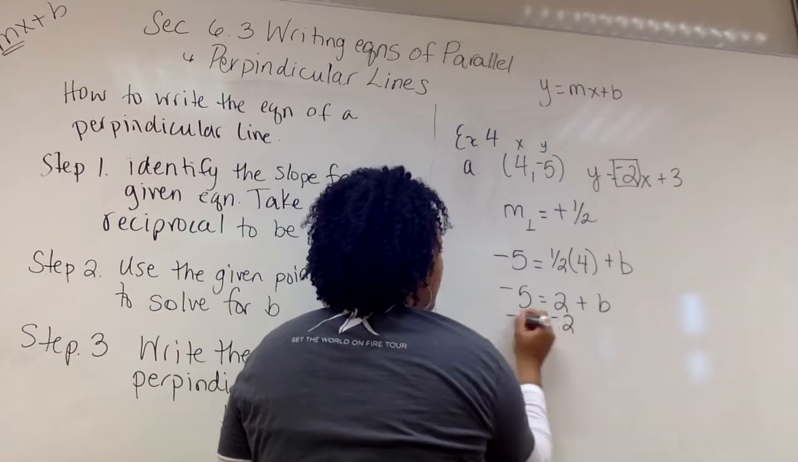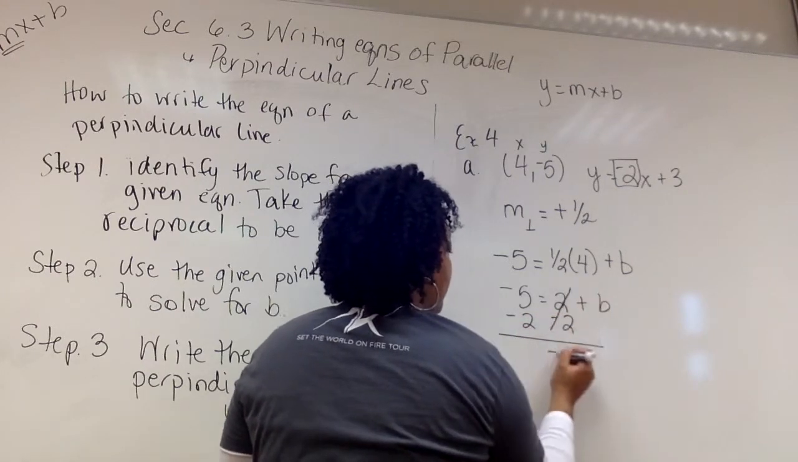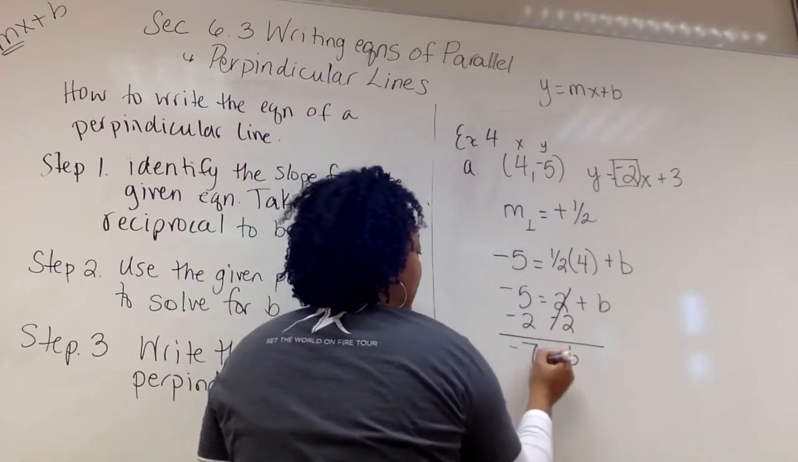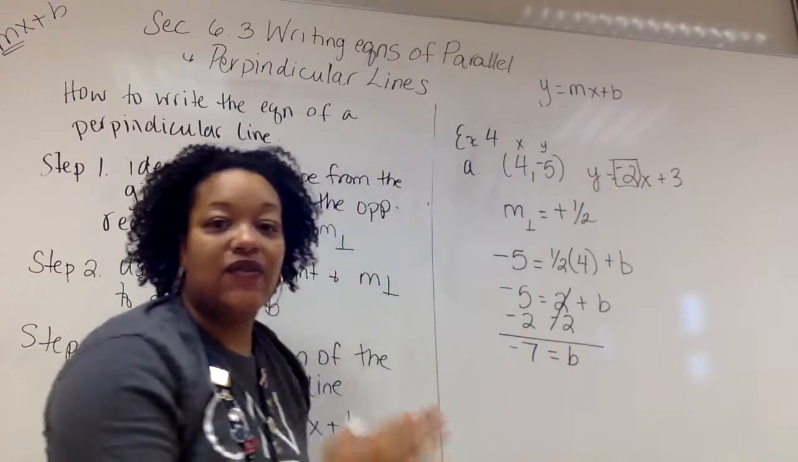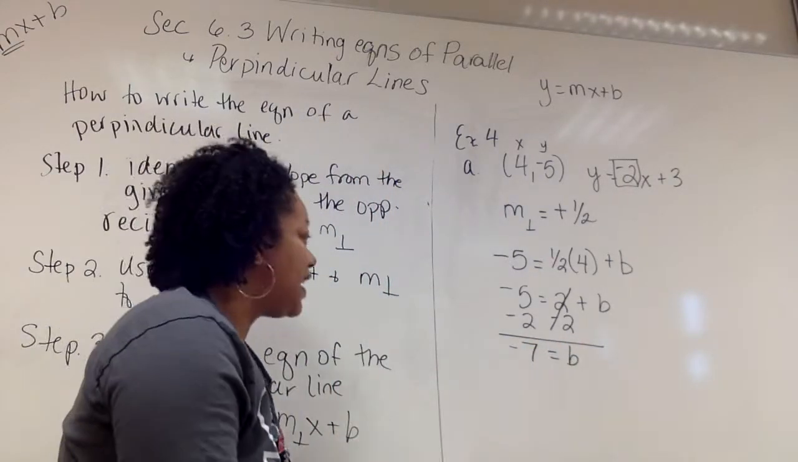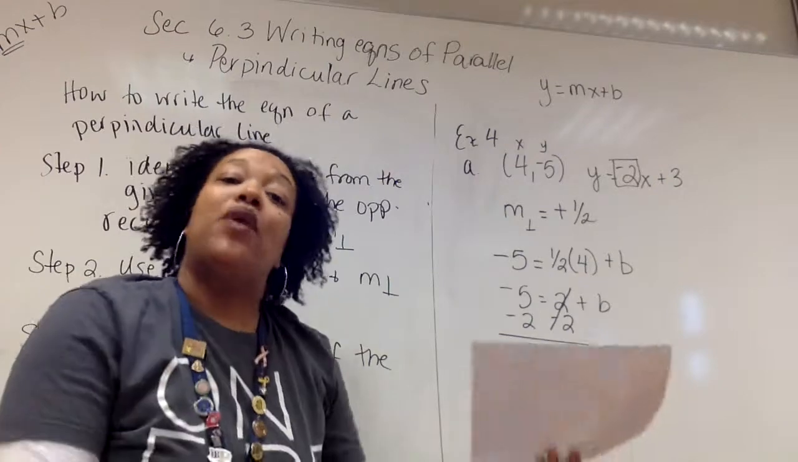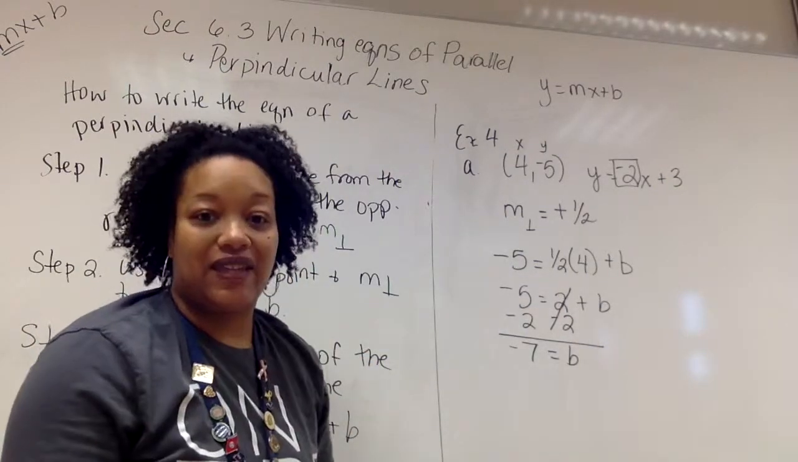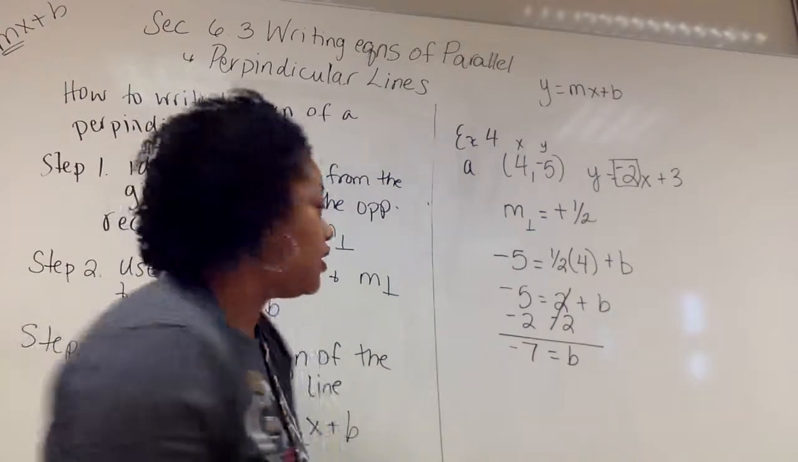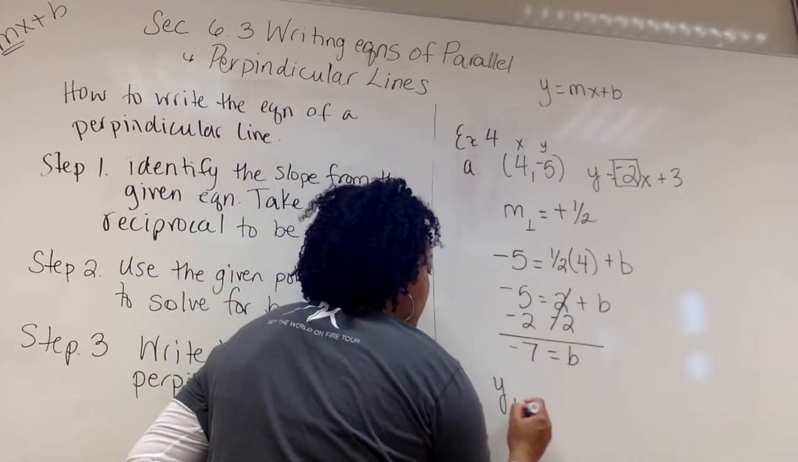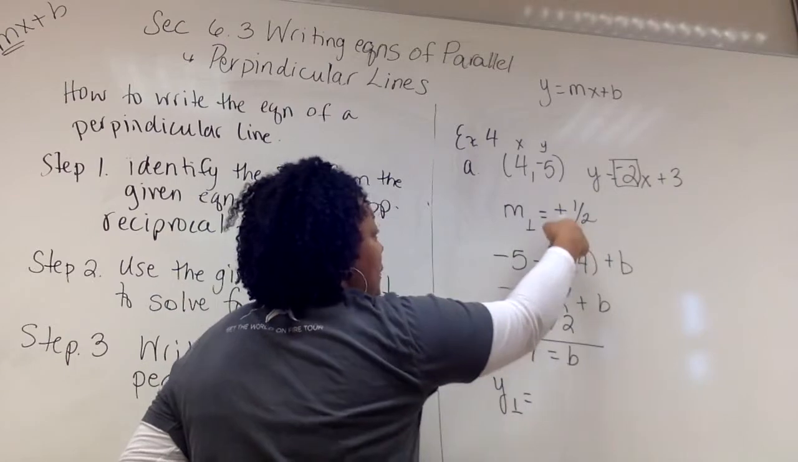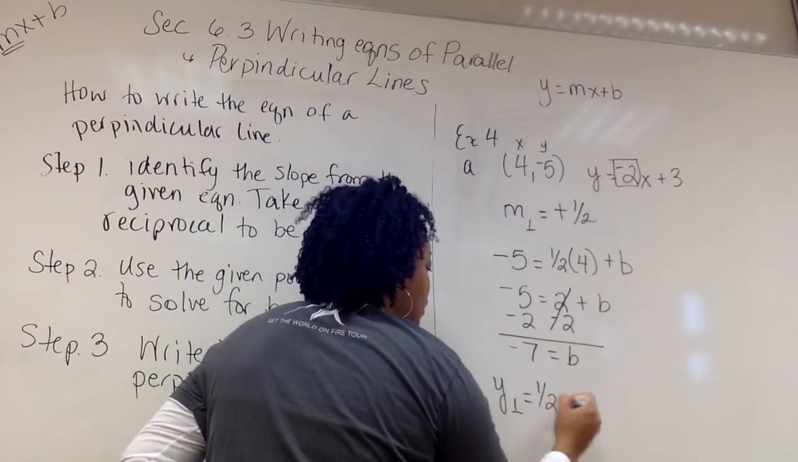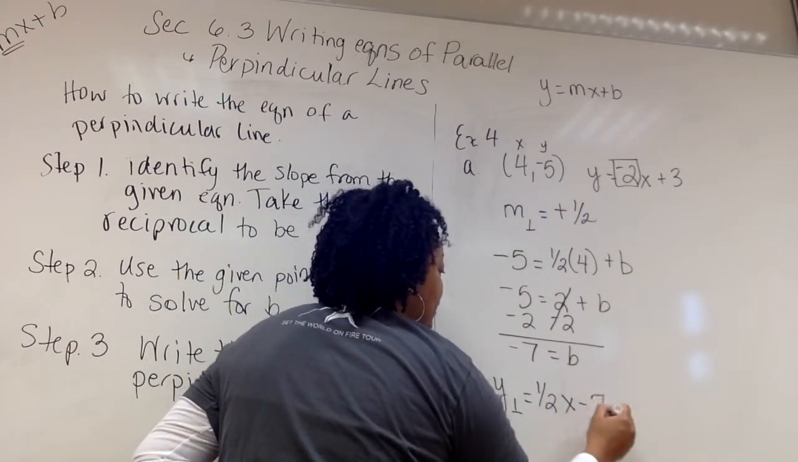You subtract 2 on both sides. Your b is equal to -7. If you write positive 7, it's wrong. If you write -3, it's wrong. If you write positive 3, it's wrong. The only answer for b is -7. And then you put it all together. Your equation for this perpendicular line is the slope that you got from the opposite reciprocal times x minus 7.